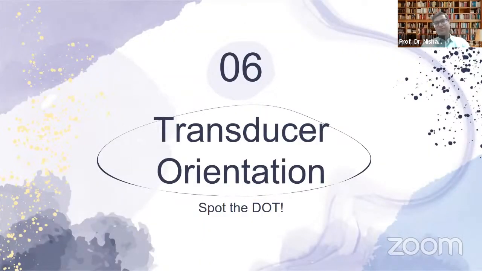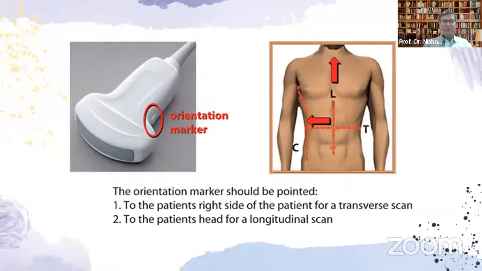Orientation. Which is medial, which is lateral, which is superior, which is inferior, which is anterior, which is posterior. Again, anatomy. All you have to do is spot the dot. All the probes have an orientation marker. As a rule of thumb, when you're doing a transverse procedure, the dot has to face towards the right of the patient. And if you're doing a longitudinal scan, the dot has to face towards the head of the patient, right? The only exception is when you're doing a cardiac ultrasonogram, where the dot faces to the left of the patient in a transverse scan.